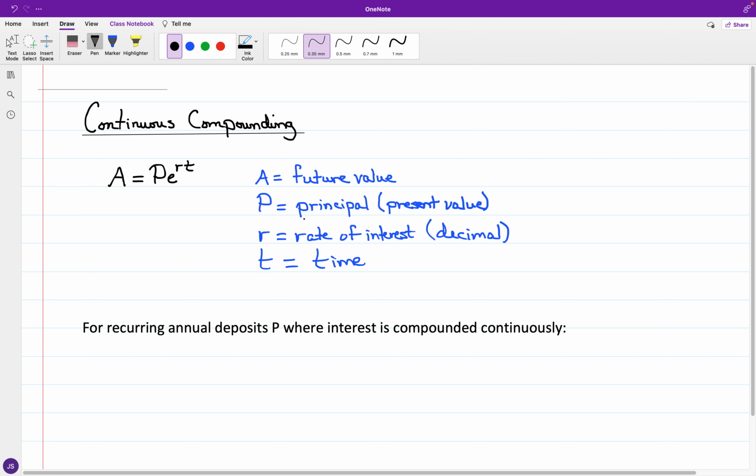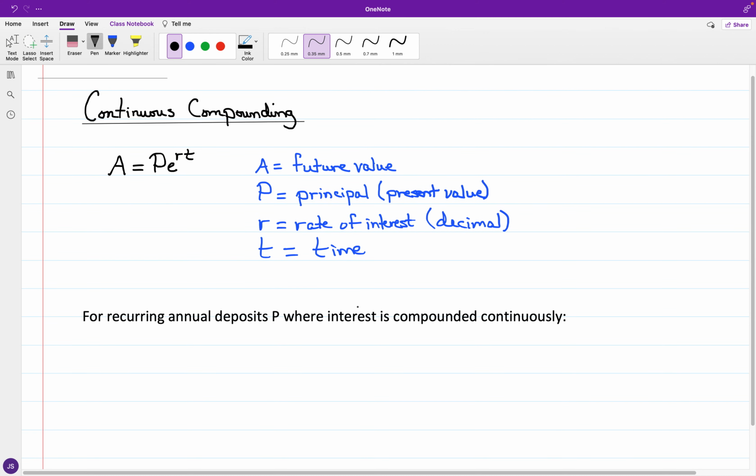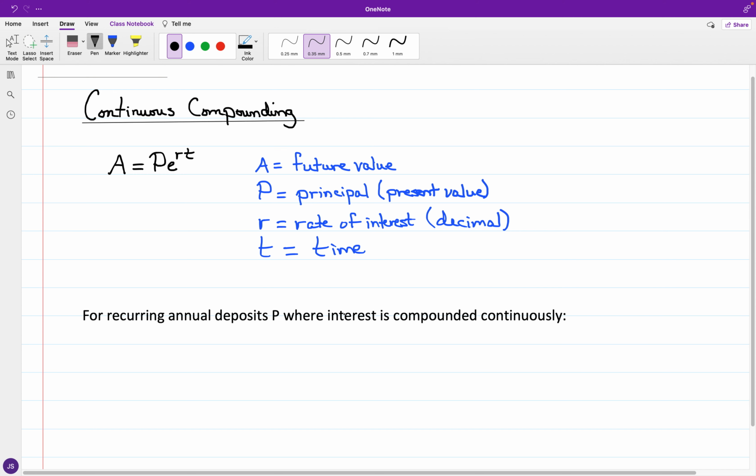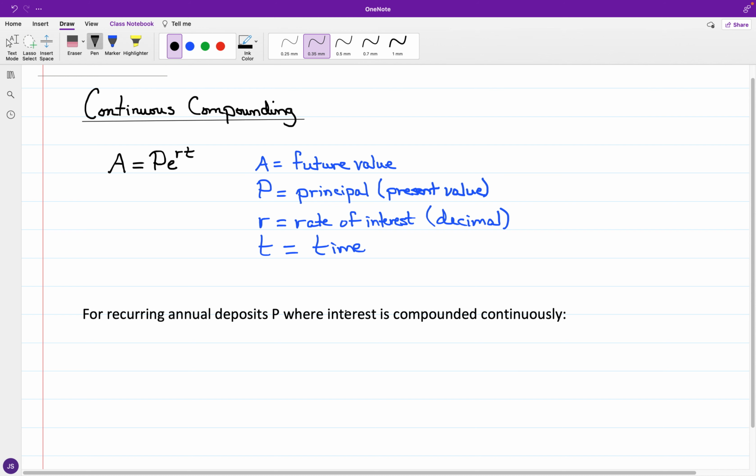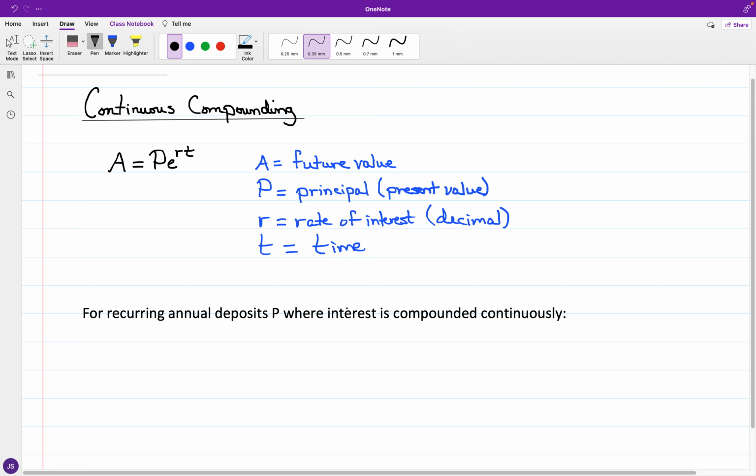And looking at crossing over, say that you have recurring deposits, where you can have differential equations applied. Let's say that you have an account where interest is compounded continuously, and you want to put in a rough estimate on a consistent basis every year. And we have recurring annual deposits P, where interest is compounded continuously.